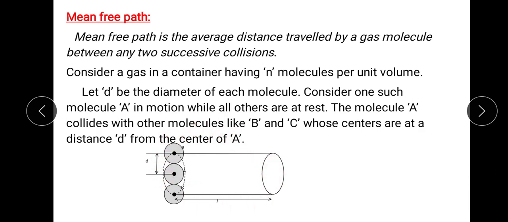If you observe the diagram here, this is a molecule A, and this is B and C. Initially we assume that B and C are at rest and only A is moving. Molecule A has a diameter of d, so the distance between the centers of any two molecules is equal to d here. Imagine A is moving in this direction, traveling a length L through this cylindrical shape.